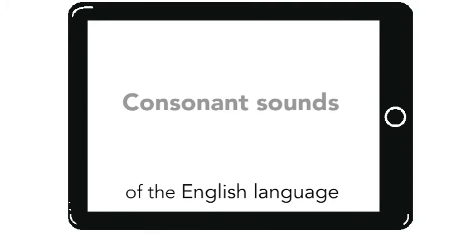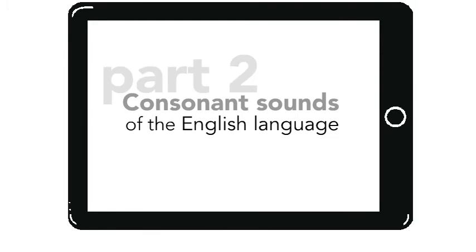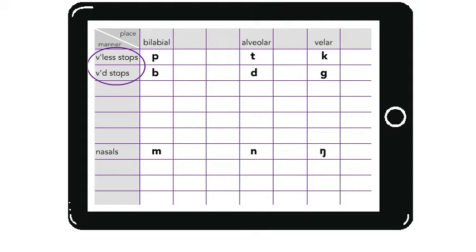In this video, we will conclude the topic of consonant sounds in the English language. We have seen that consonants pattern in a way that the sequence of the alphabet obscures. The sounds that halt an airflow are called stops. The buzzing ones are called nasals. The ones produced with the lips are called bilabials. The ones on the alveolar ridge are called alveolars. And the ones on the soft palate are called velars.